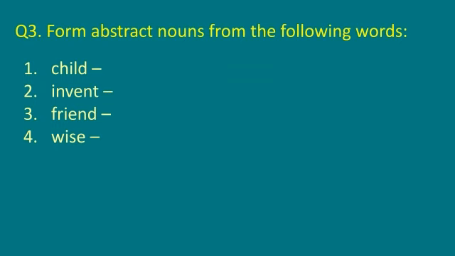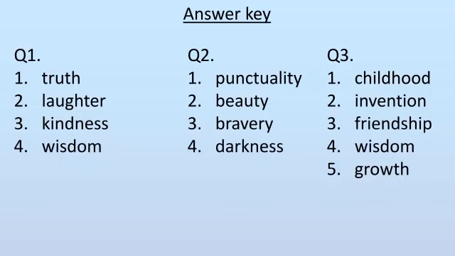Question 3. Form abstract nouns from the following words. Child, invent, friend, wise, grow. Answer key to question 1, question 2, and question 3.